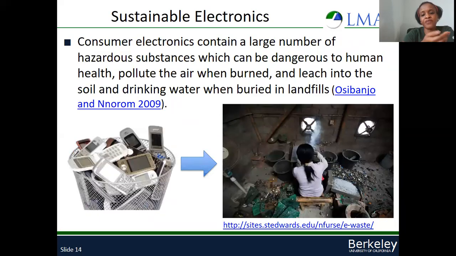Then just looking at even the health impact of some products is also important. Consumer electronics are known to contain large amounts of hazardous substances that are dangerous to human health. When we talk about engineering ethics later on in the semester, we will spend more time on this, but I just want to put this out there so you will consider the impact of your Lab 3 products on human health, especially at the end of life stage. What happens to your Lab 3 product?